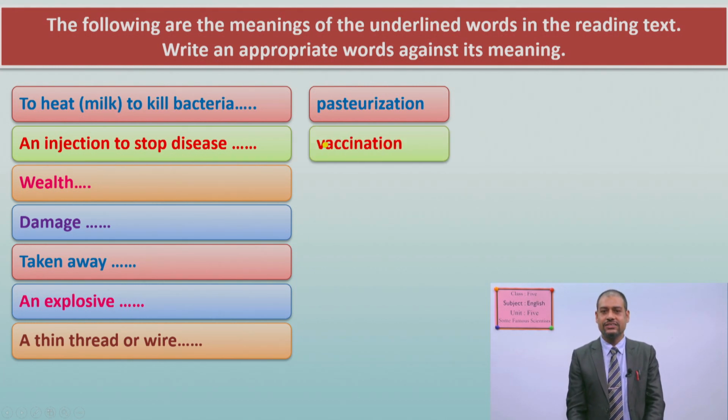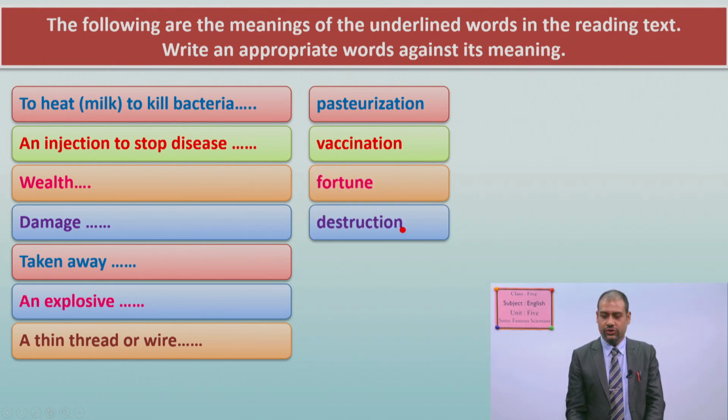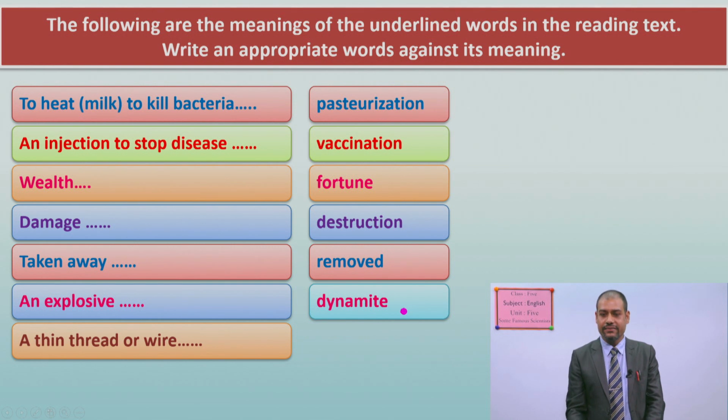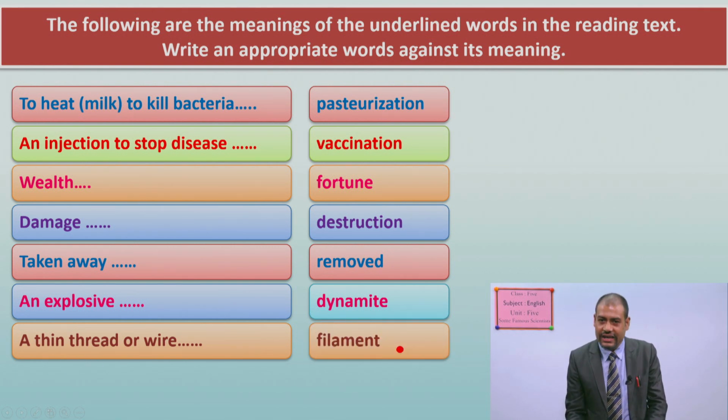An injection to stop disease is vaccination. Wealth is fortune. Damage is destruction. Taken away is removed. An explosive is dynamite. Then a thin thread or wire is filament. These are the words of these meanings. Is it clear to you?